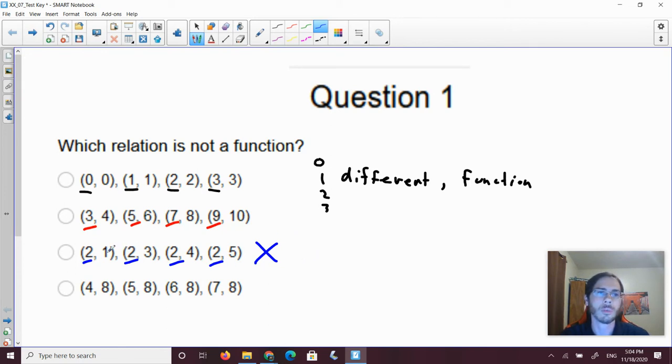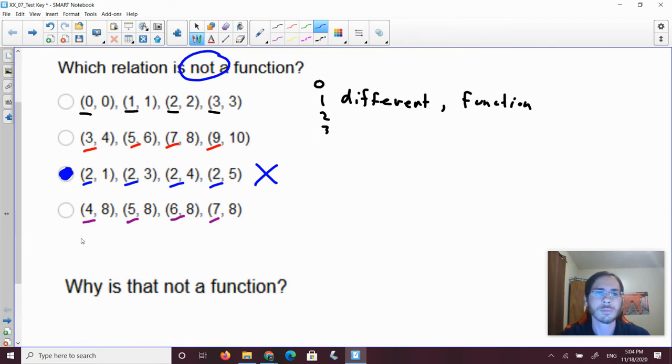Because 2 is going to 1, 2 is going to 3, 2 to 4, and 2 to 5. Remember, each x has to go to one and only one y. Just double checking the last one just to make sure. 4, 5, 6, and 7, those are all different. Since the question wants to know which one is not a function, we're going to pick this one because that one's not a function. So pick that choice with the 2's.